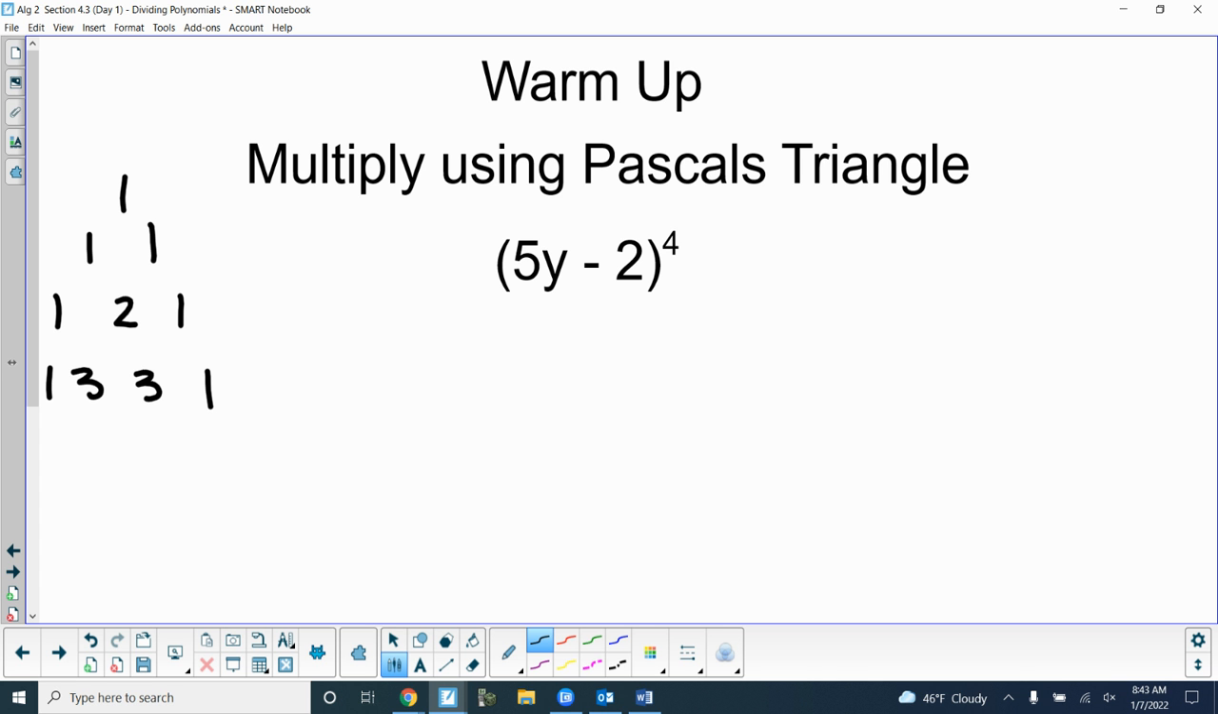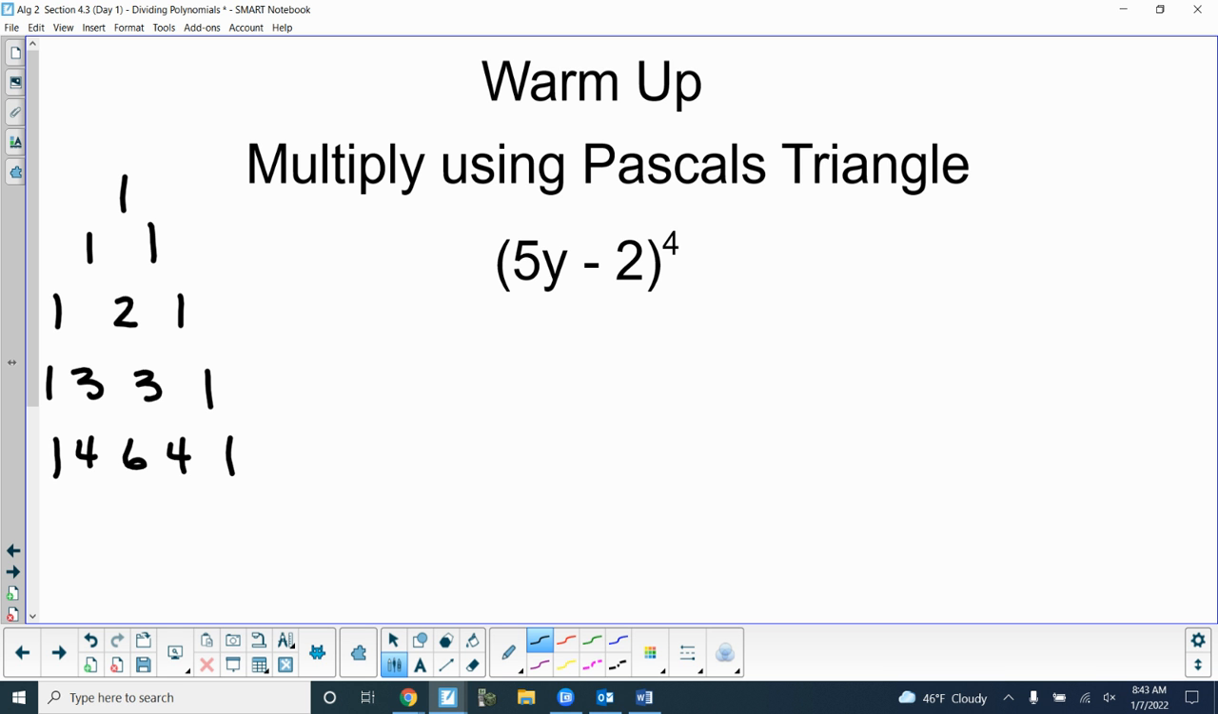I kind of started too close to the edge here, so it doesn't look very nice, but you guys got it. All right, and then I start with one again. Then I go one plus three, three plus three, three plus one, and end with a one. So there's my fourth row, right? Remember, this top row, this single one, is row zero.